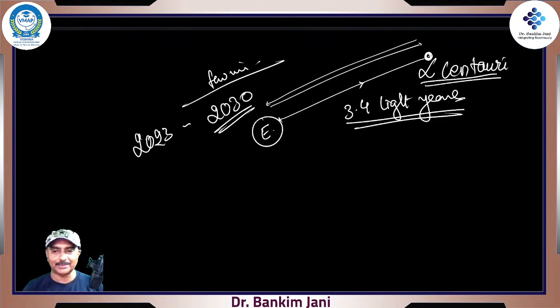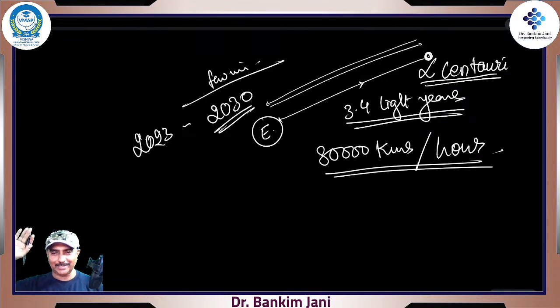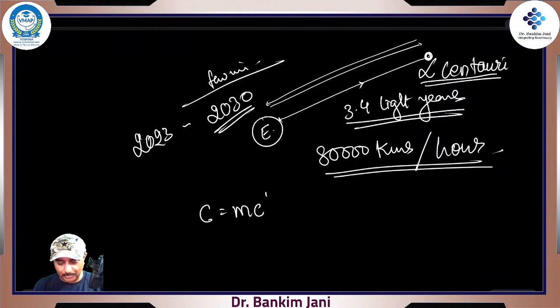The trouble is only this much: the current maximum speed we have achieved by some of our satellites is 80,000 kilometers per hour. So we are way behind, because here we are talking about 3 lakh kilometers per second. This is 80,000 kilometers per hour, because this tells us one more thing, that yes, it is possible.